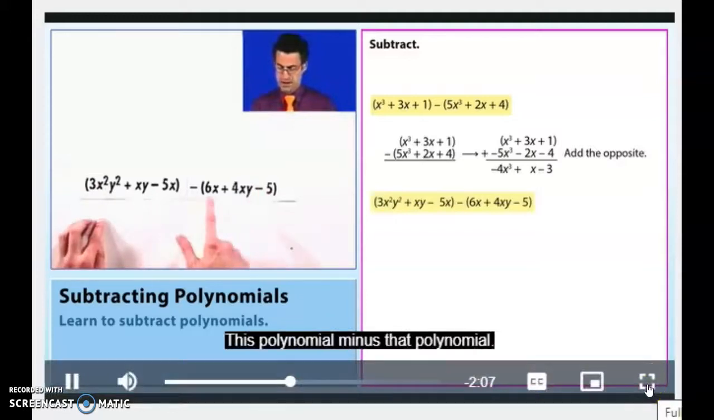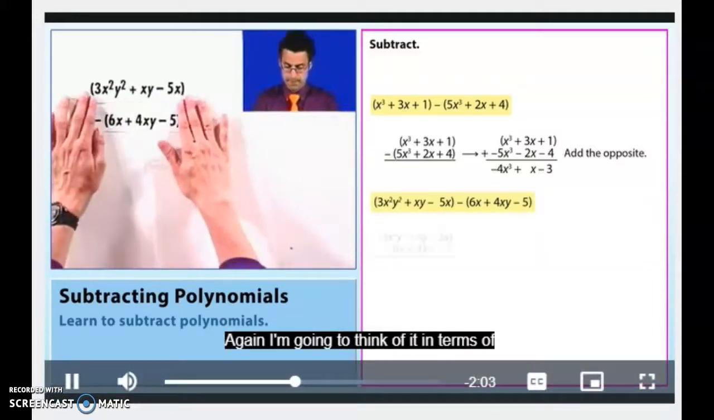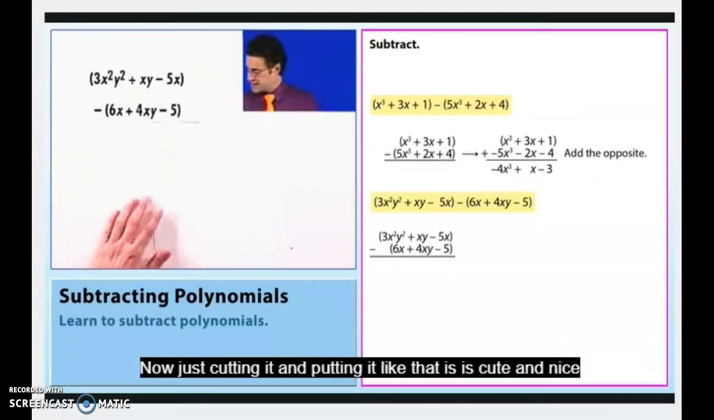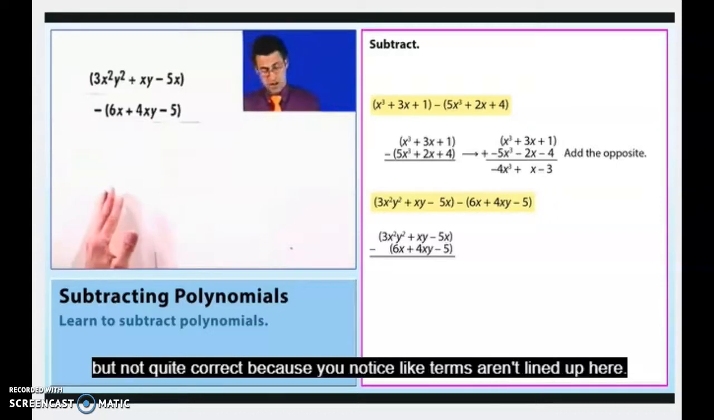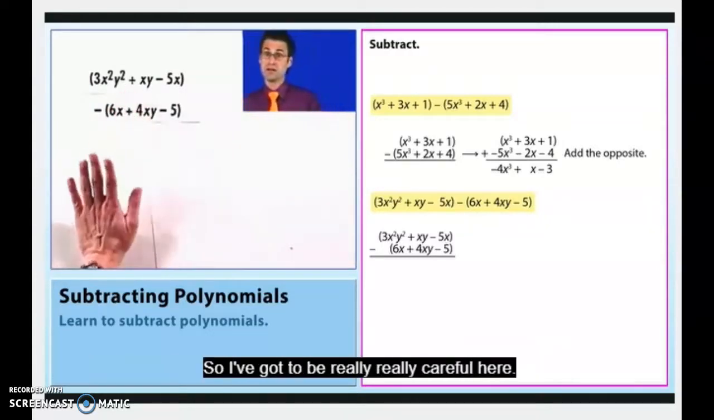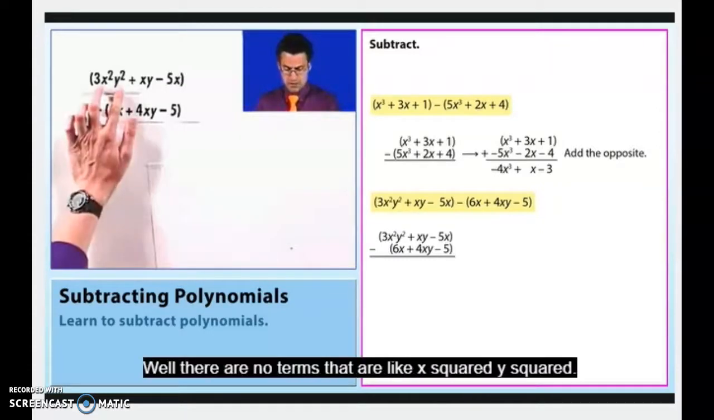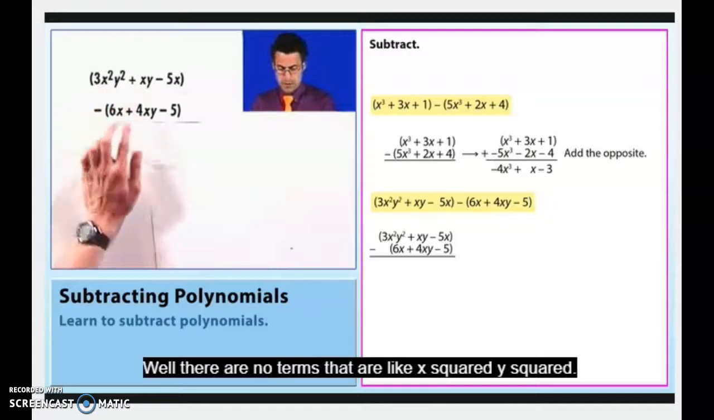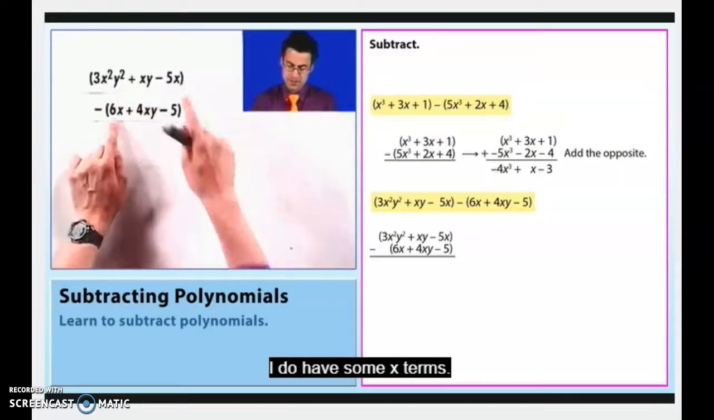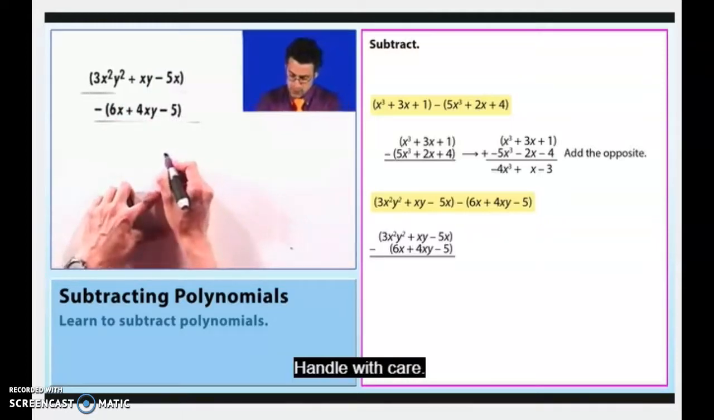This polynomial minus that polynomial. Again, I'm going to think of it in terms of columns. Now, just cutting it and putting it like that is cute and nice, but not quite correct, because you notice like terms aren't lined up here. So I've got to be really, really careful here. What are the like terms? Well, there are no terms that are like x squared, y squared, but I do have some xy terms, and I do have some x terms. So we've got to be a little bit careful. Handle with care.